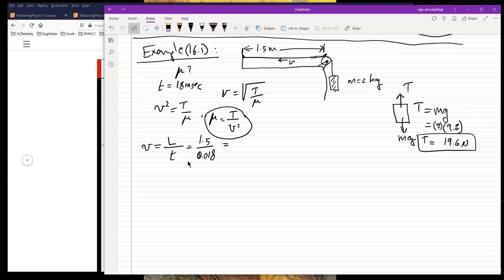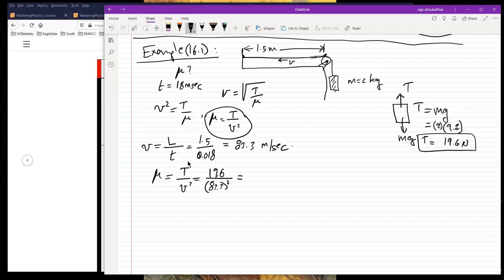Here's my calculator. So I have 1.5 divided by 0.018. Answer 83.3. So I get 83.3 meter per second. Okay, there it is. So I got the velocity. That's it. It becomes pretty simple. So mu is equal to T over v squared. So that will be 19.6 divided by 83.3 squared.